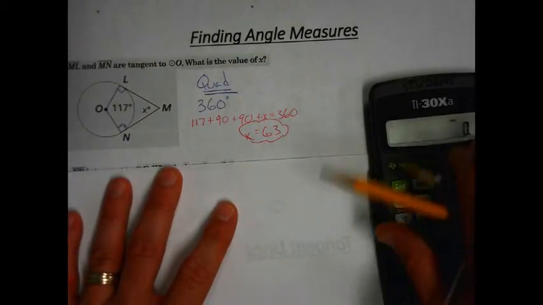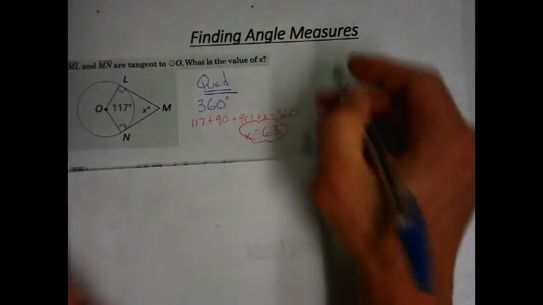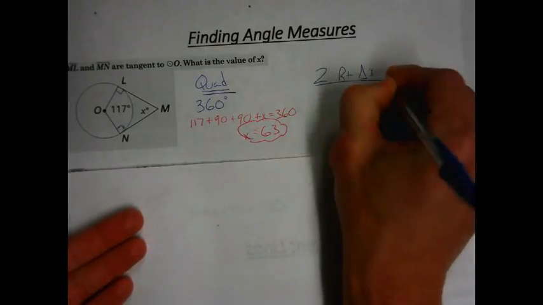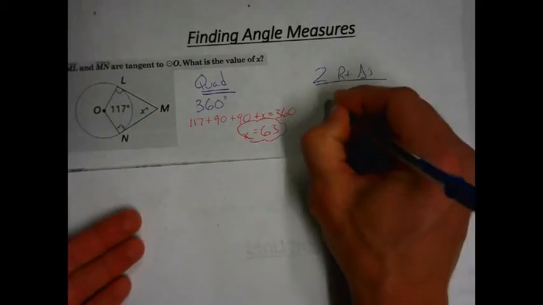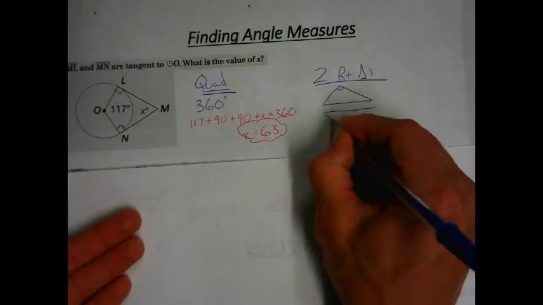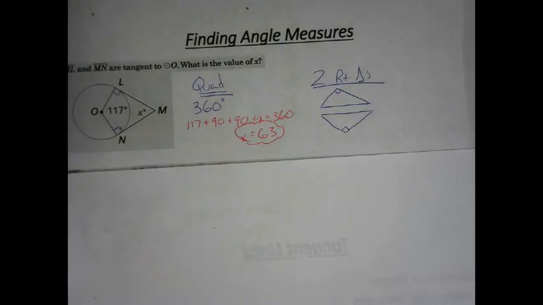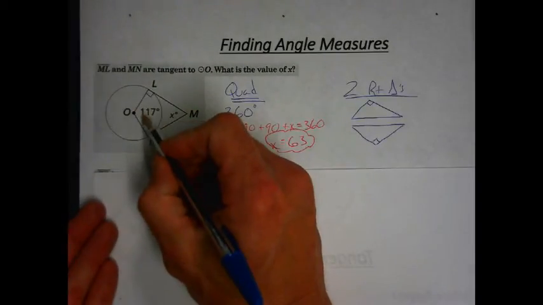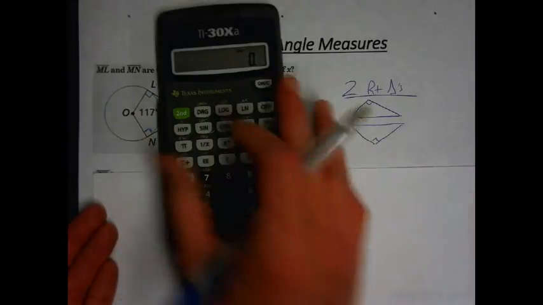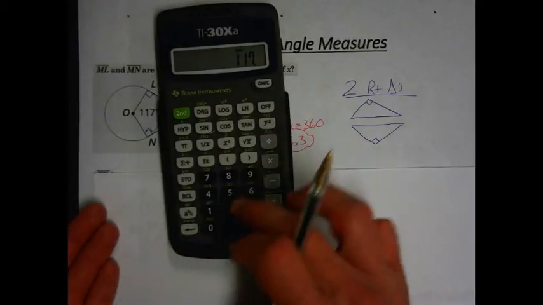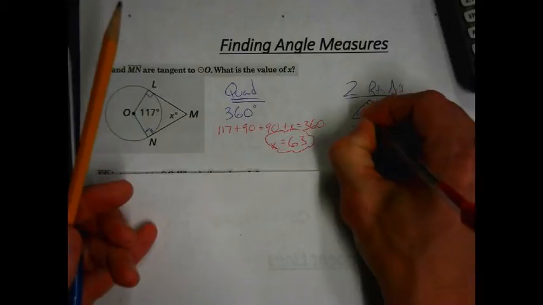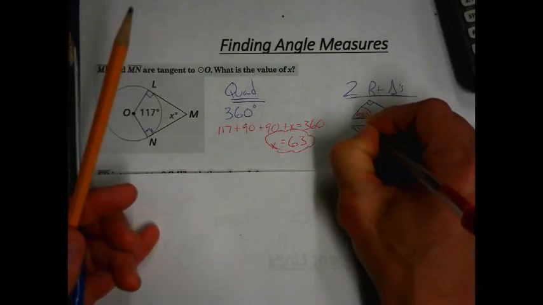Now, there's a second way to view it. Not only as a quadrilateral, but as two right triangles. How could we look at it as two right triangles? We would have one right triangle at the top and another right triangle at the bottom. Now, this angle in here together is 117. But if we're looking at two triangles, we would have to split that 117 in half. So 117 divided by 2, that's 58.5. So this angle measure is 58.5, and this angle measure is 58.5.